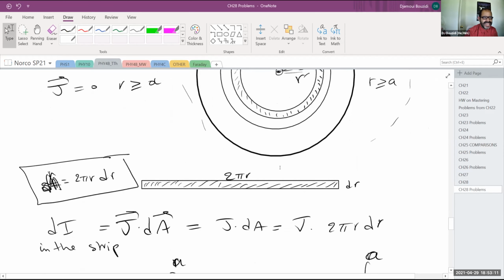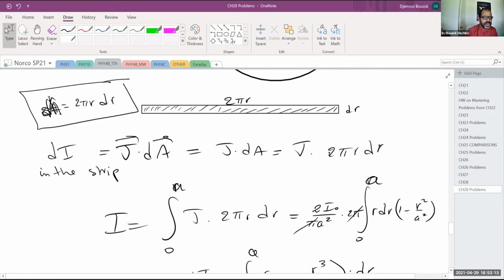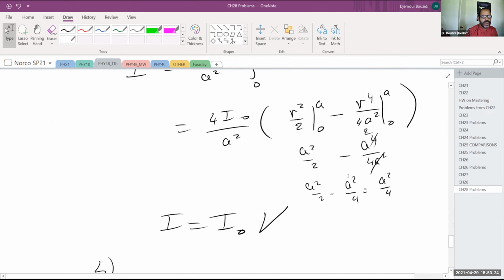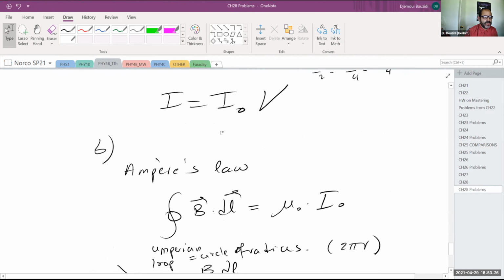So the calculation will be identical to what I did in here, except the name of the variable has changed now from R to R prime, and J now will include an R prime instead of an R in it. And the boundaries of integration change from 0 to A to 0 to R. So everything will be similar up to this point.